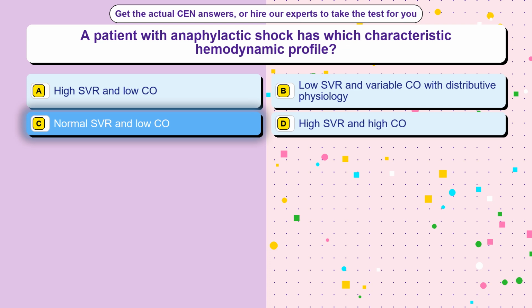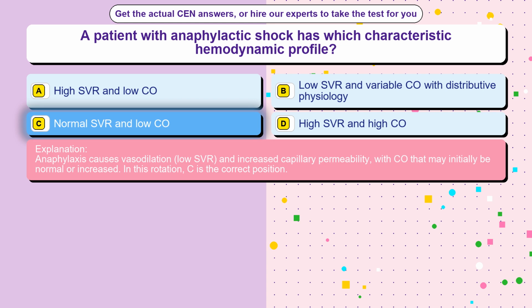The correct answer is option C, normal SVR and low CO. Anaphylaxis causes vasodilation, low SVR, and increased capillary permeability, with CO that may initially be normal or increased. In this rotation, C is the correct position.